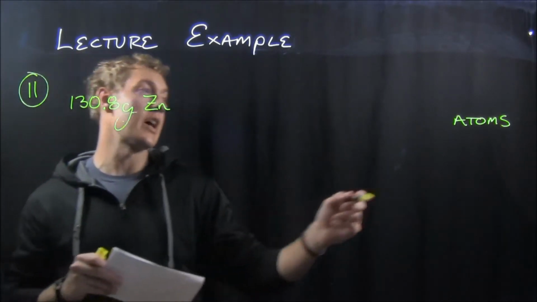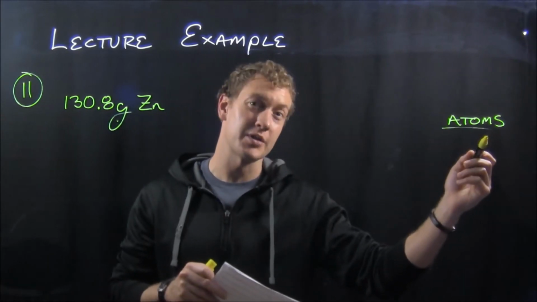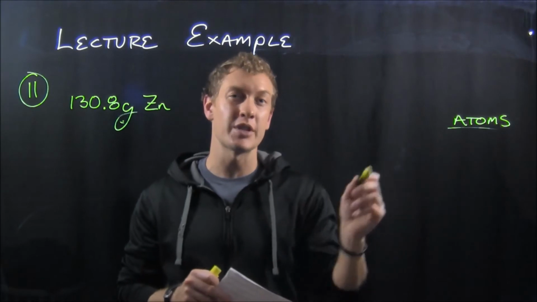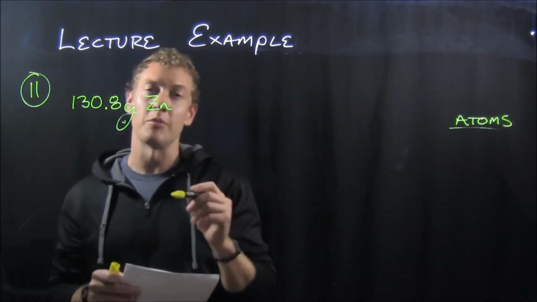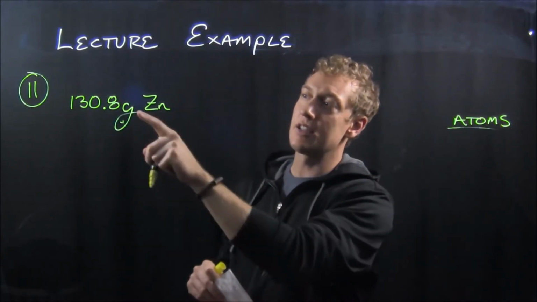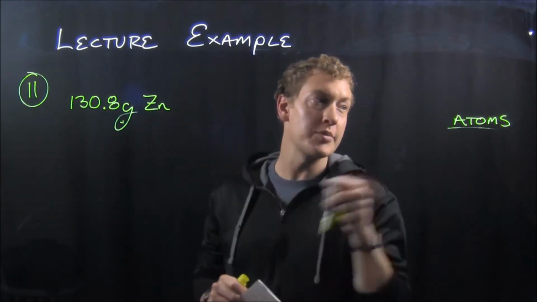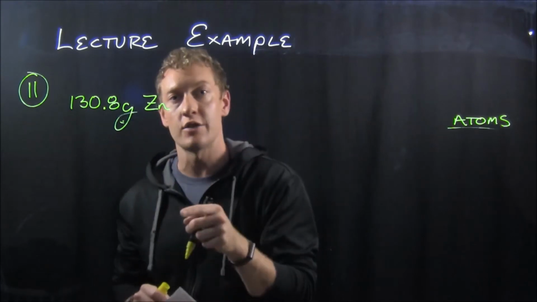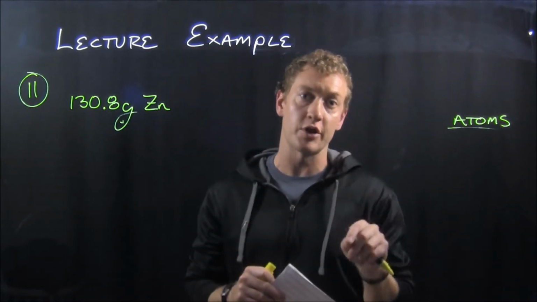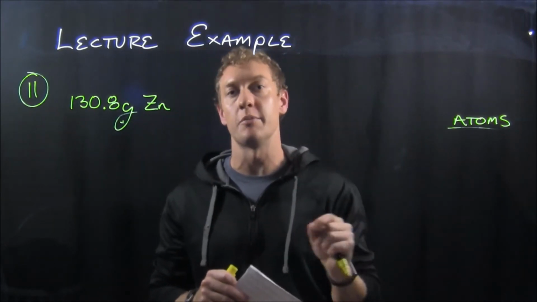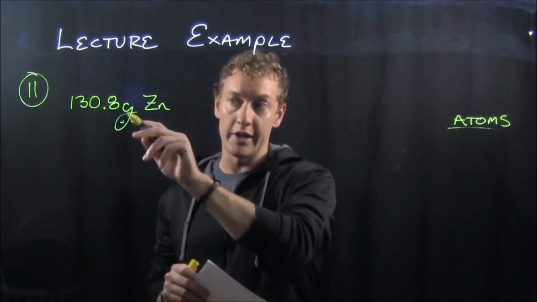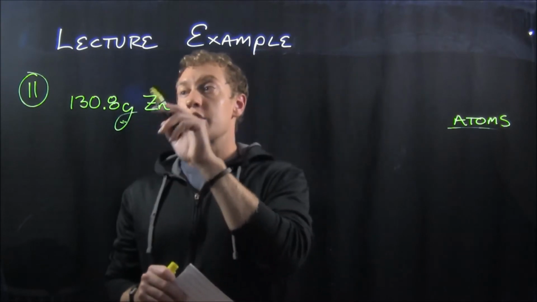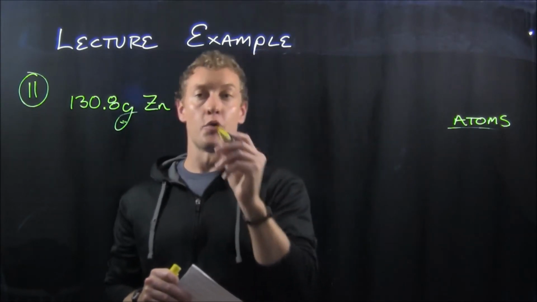Now, grams does not directly relate to atoms. Grams can relate to moles, and moles can relate to atoms. So this is going to be a two-step problem. Anytime you read something and it gives you grams and asks about atoms, or it gives you atoms or molecules or formula units, and then it asks you about grams, it's going to be two steps. You're going to have to convert to moles in the middle, because moles is what connects grams to numbers of particles. So first I need to convert grams of zinc to moles of zinc.